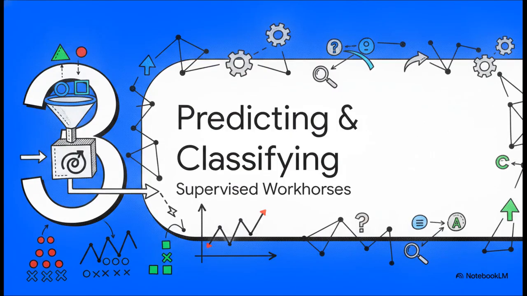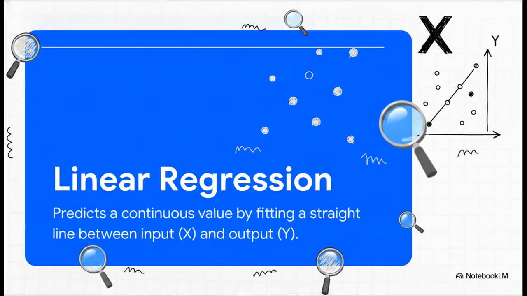With that framework laid out, let's step into Section 3, predicting and classifying data. We're going to zoom in on those supervised workhorses. Our very first stop, linear regression. This algorithm predicts a continuous value by fitting a straight line between an input, x, and an output, y. The primary goal here is super straightforward. Just find the best possible line that minimizes the error between its predictions and the actual observed data points.